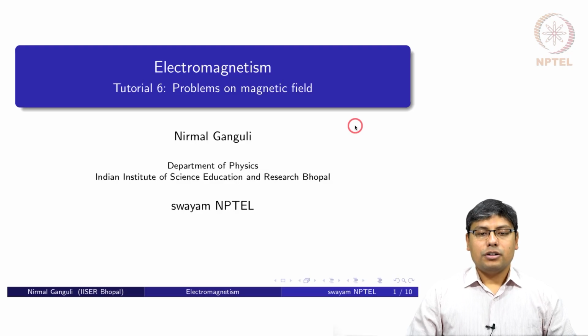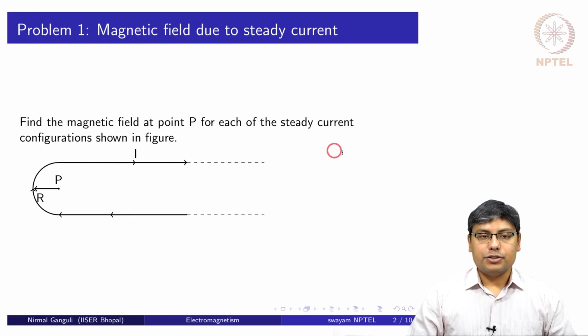Hello. Now we are going to discuss tutorial 6, and in this tutorial we are going to solve some problems related to magnetic fields. So let's look at the first problem. Here you are asked to find the magnetic field at point P, here this point, for each of the steady current configurations shown in the figure.